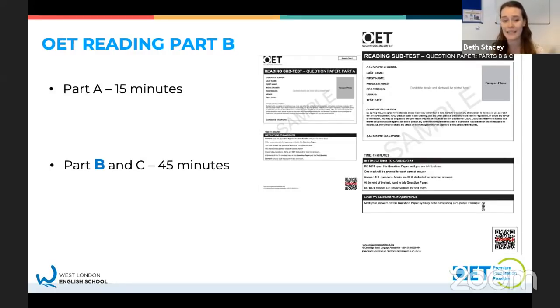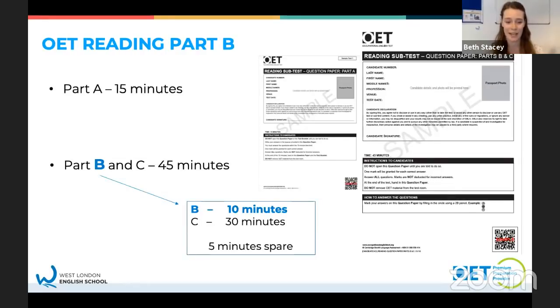Now that means that you need to be careful with the way that you break down your timing. Ideally, we would suggest that for part B, you spend about 10 minutes, and that gives you 30 minutes for part C, which, to be honest, is a little bit more difficult for most people. And that also gives you 5 minutes to spare, which is great to go through your answers, or if you've needed any extra time anywhere else for part B or part C, you can use that 5 minutes extra. But when you are preparing, try and do part C in about 10 minutes.